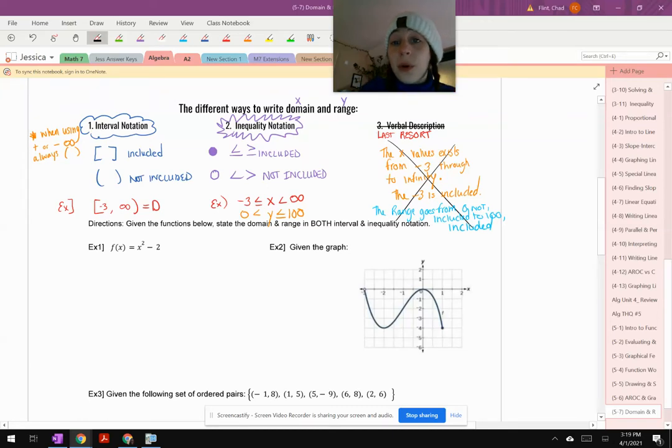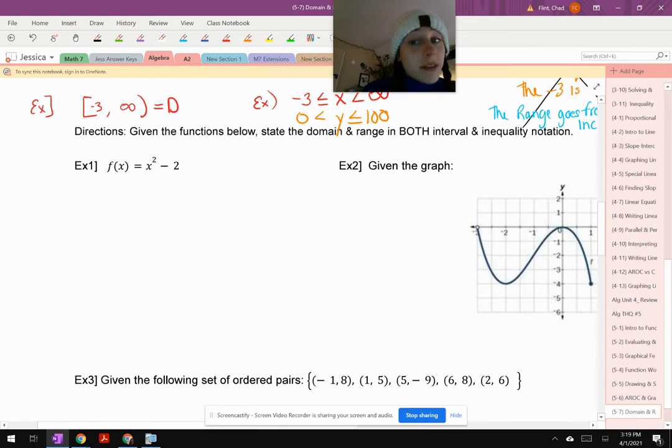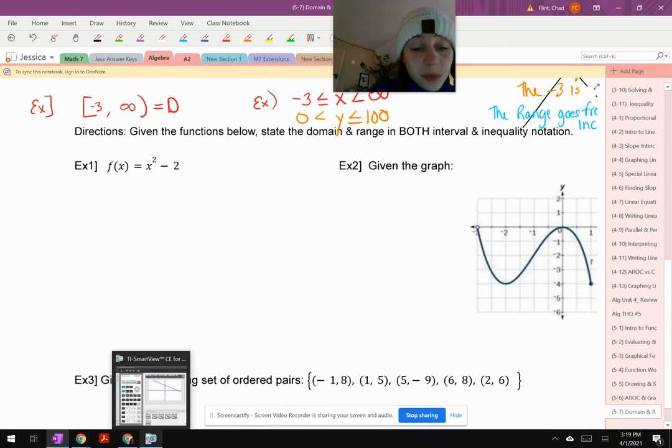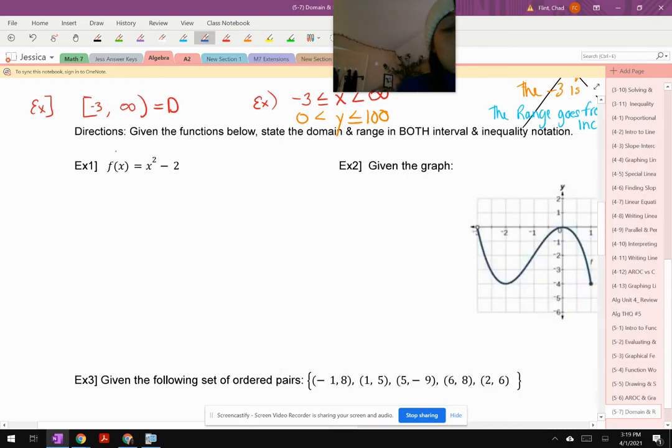All right, we have example 1 here, looking at domain and range. Example 1 is giving us an equation. So we have to look at this equation and figure out what the x values are and what the y values are that exist here. I'm going to use my calculator to get a visual.